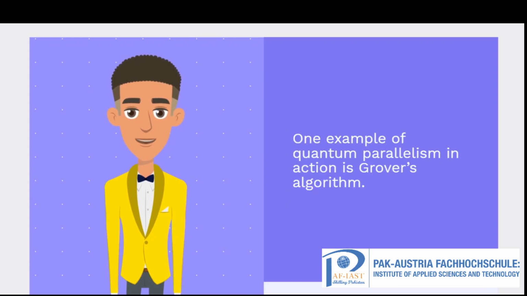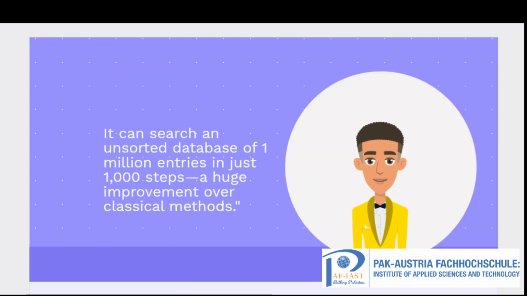One example of quantum parallelism in action is Grover's algorithm. It can search an unsorted database of 1 million entries in just 1000 steps, a huge improvement over classical methods.